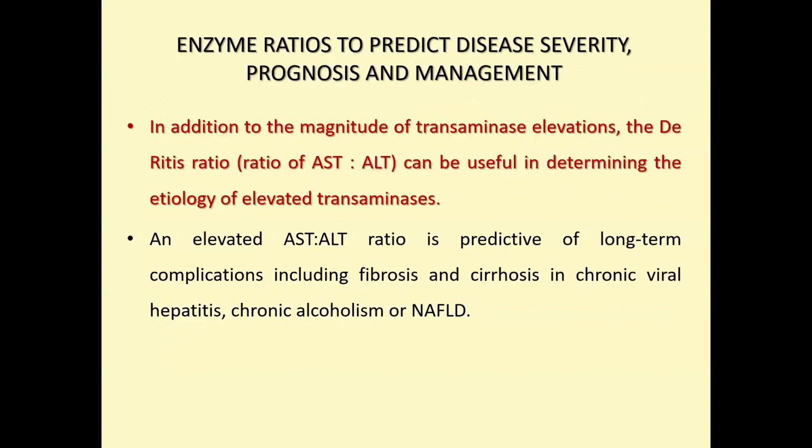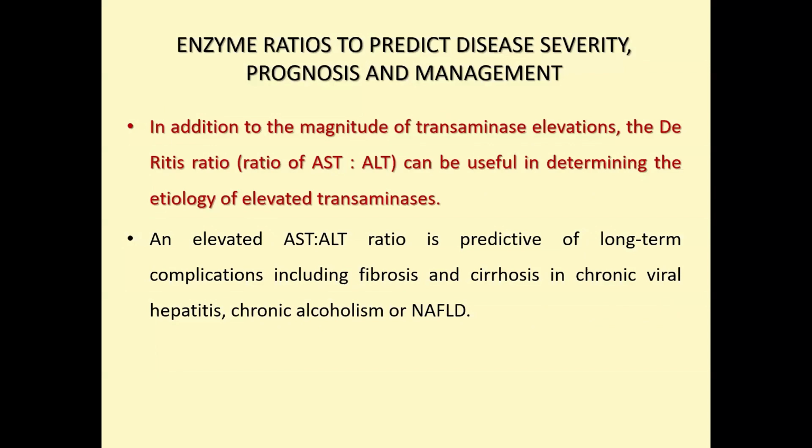Now coming to enzyme ratios. Medicine does not stop with the absolute values of the markers. We try to see what the relationship between them is as a ratio. One of these is enzyme ratios to predict disease severity, prognosis, and management. So in addition to the magnitude of transaminase elevations, there is a ratio called the de Ritis ratio, the ratio of AST to ALT, which can be useful in determining the etiology of elevated transaminases. So is it an ALT rise or an AST rise? How to know? See the ratio. So the ratio will tell you.